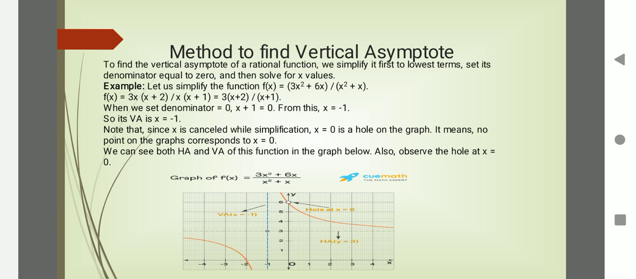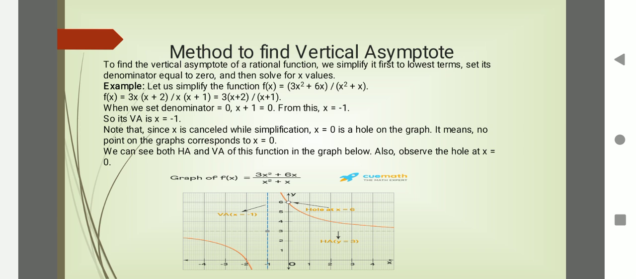An example is also given. There is a function, 3x square plus 6x divided by x square plus x. So we will simplify this. We can take 3 common from the numerator, and then x also common. We will have x plus 2. Then from the denominator we can take x as common, so x plus 1. The x will be cancelled. We will have the simplified terms, 3 times x plus 2 divided by x plus 1.